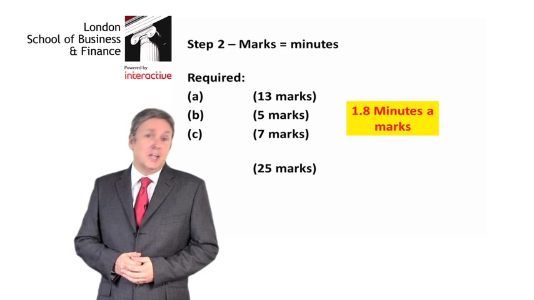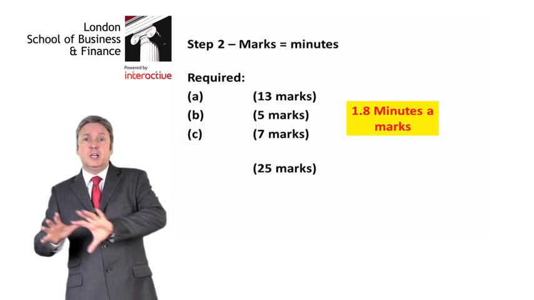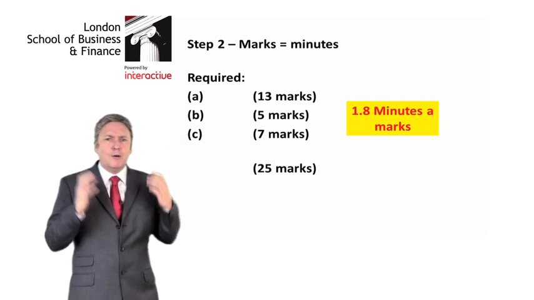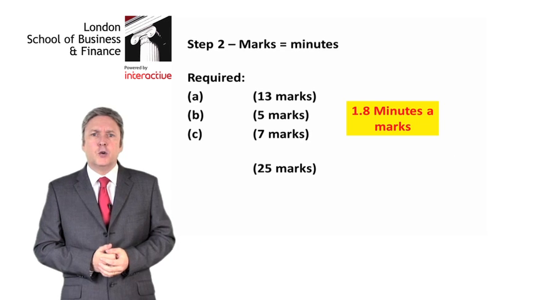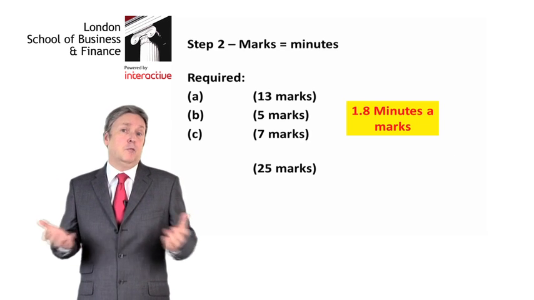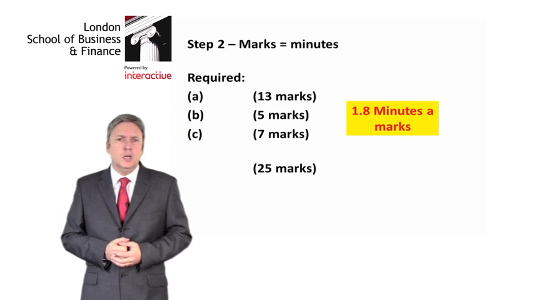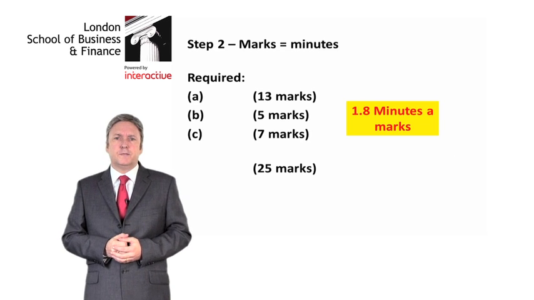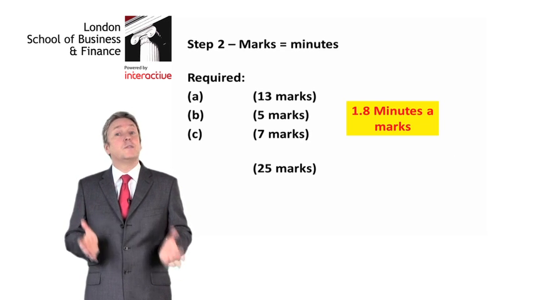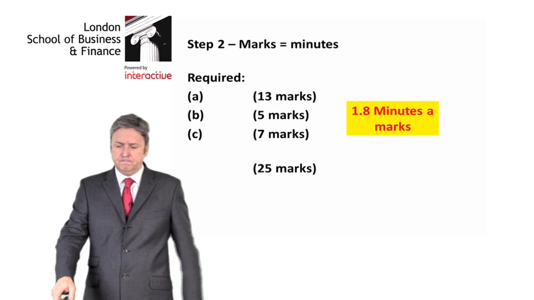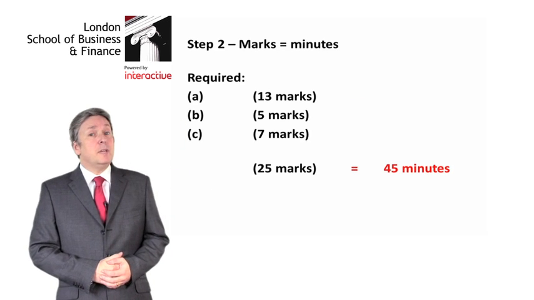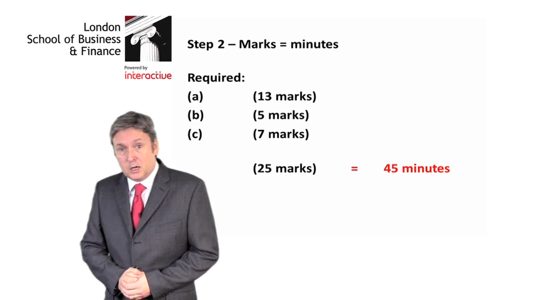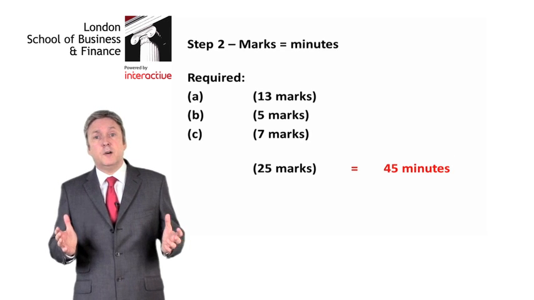The simple rule is this. We've spent 15 minutes reading time, that's gone. We now have 3 hours or 180 minutes. And we have 100 marks to score. So it's not rocket science to identify that we have 1.8 minutes for every mark. That means that with a 25-mark question, we are going to spend 45 minutes.